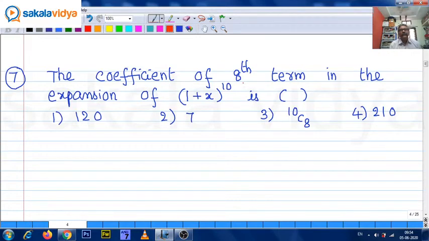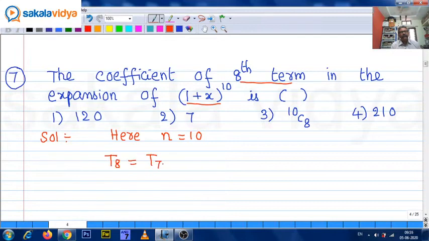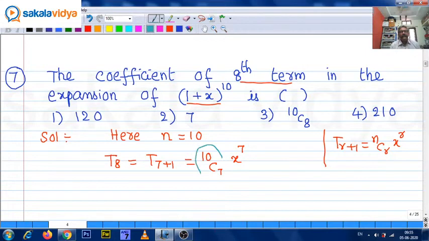First, the coefficient of the eighth term in this expansion. Here n equals 10. The eighth term we need to find out, t8 equals t7 plus 1. So the general formula t r plus 1 is equal to nCr x to the power of r. N means 10, r means 7, 10C7 x to the power of 7. The coefficient of the eighth term is 10C7.